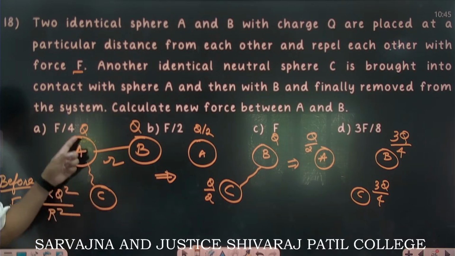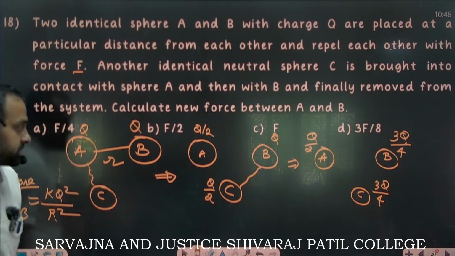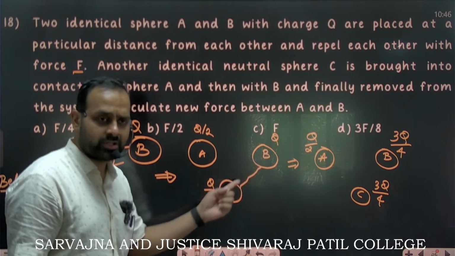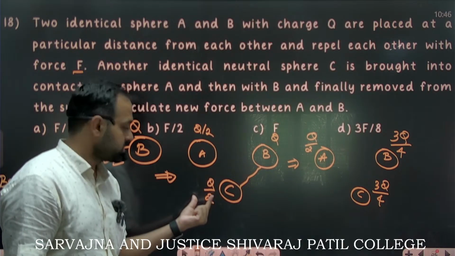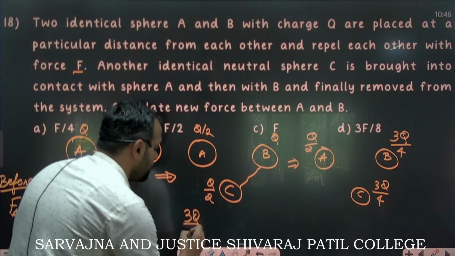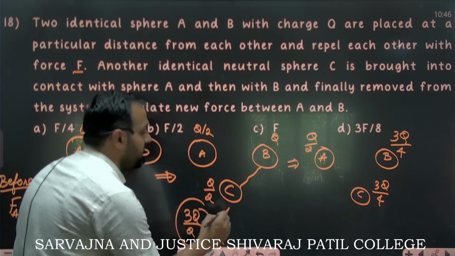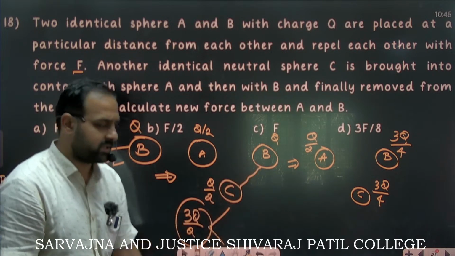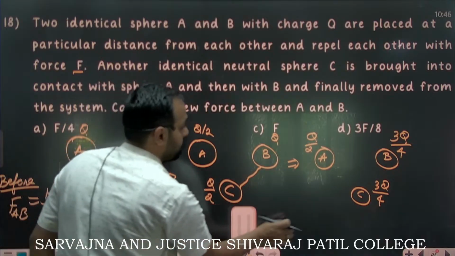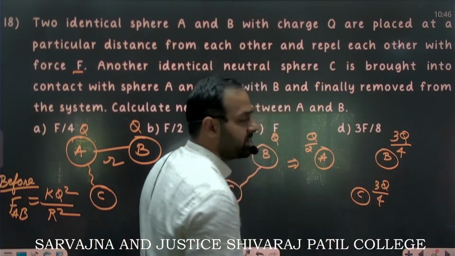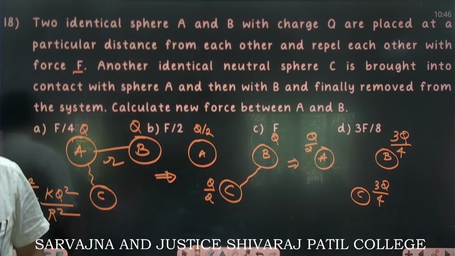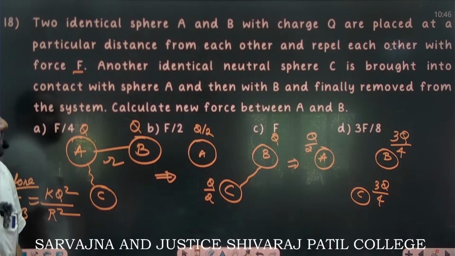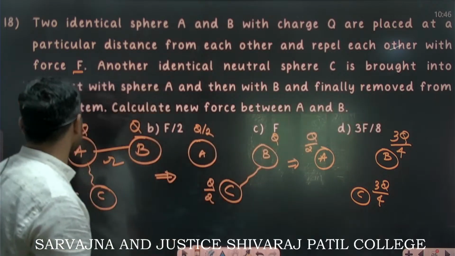For A and B contact, the total charge before is Q, and distributed equally it gives Q by 2 and Q by 2. Here for B and C contact, the total charge before contact is Q on B and Q by 2 on C, so the total charge is 3Q by 2. When distributed equally between B and C, B will get 3Q by 4 and C will get 3Q by 4. After the charge distribution, what are they doing next? Finally removed from the system.